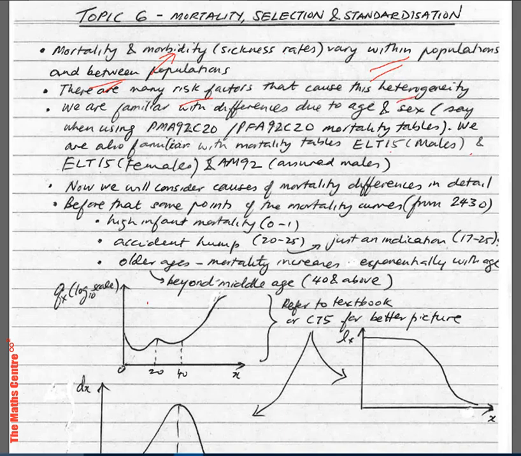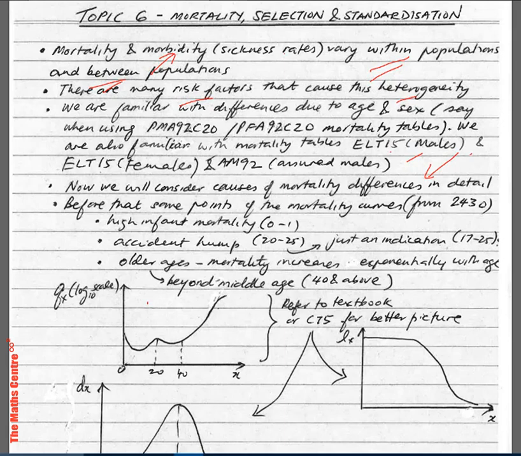Now, we are familiar with differences due to age and sex. We have used tables like PMA92C20, PFA92C20. We are also familiar with mortality tables ELT15 for males, ELT15 for females, AM92, and so on. Okay. Now what we're going to do is we will consider causes of mortality differences in detail. Before that, let's review a few things about mortality curves.